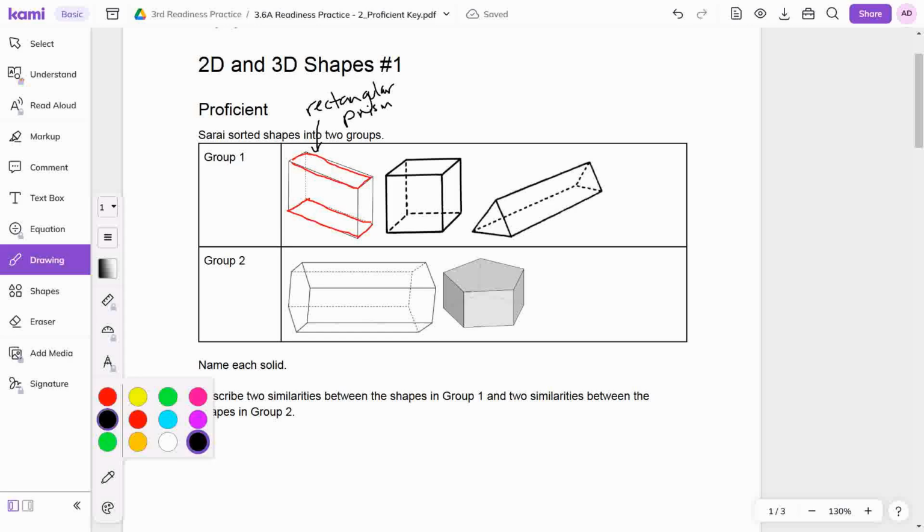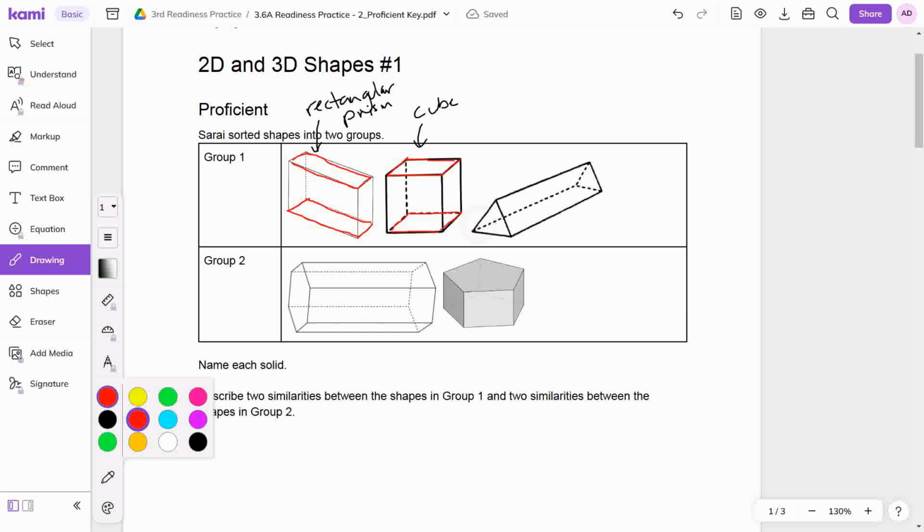Now this is a cube, but this cube is a type of rectangular prism. And it's a special rectangular prism because its rectangular bases happen to be squares. Remember, squares are a type of rectangle. So those bases are squares.